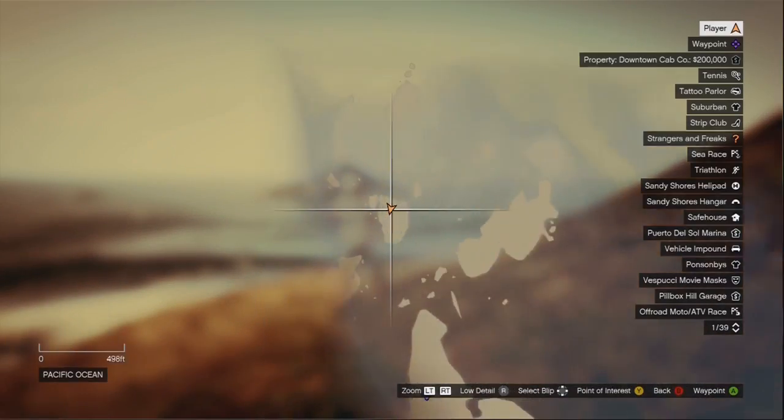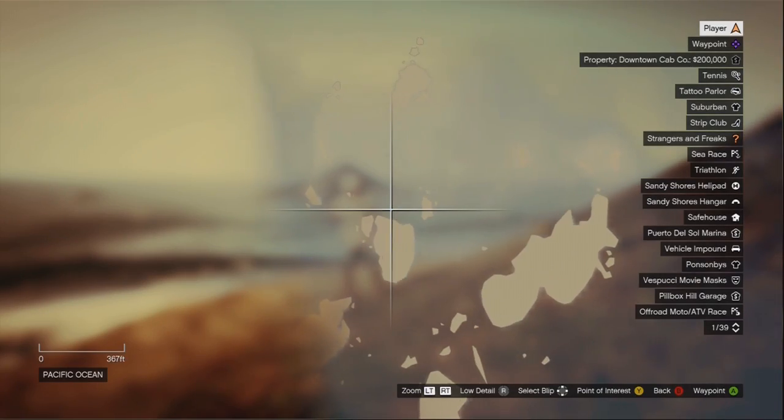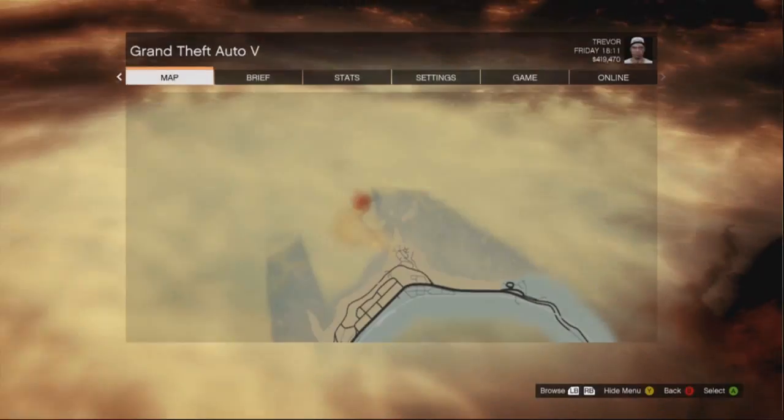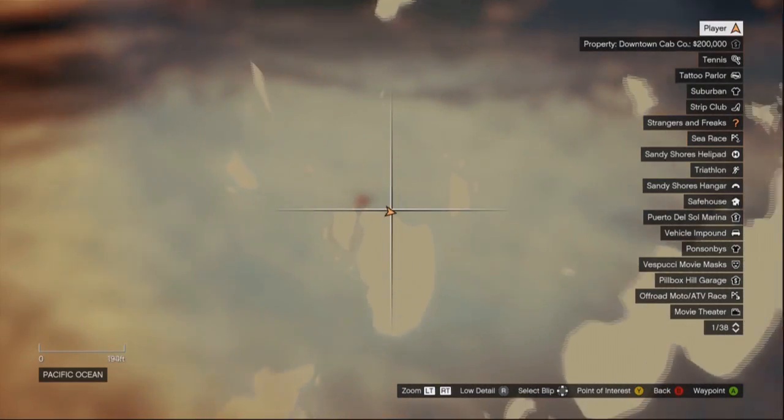Please keep in mind that these locations do variate and may not be exactly the same in your copy of GTA, however, they will be located in the same general area. I will let these clips play through and I will come back to you guys at the end of the video.